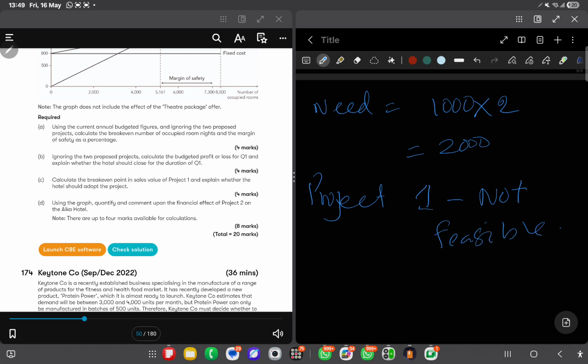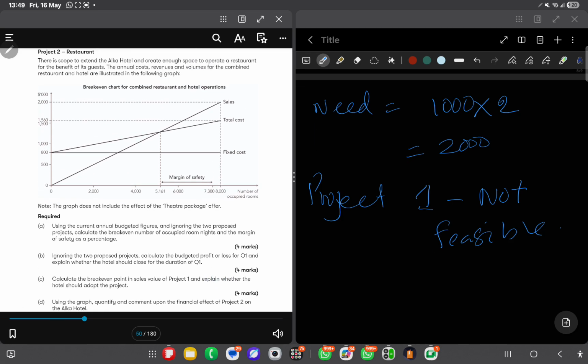Although project 1 is not feasible, still I am unable to decide that I should close the hotel because I am left with project 2. So that is another 4 marks that you will get on this. Last question, using the graph, quantify and comment upon the financial effect of project 2 on the ACCA hotel.